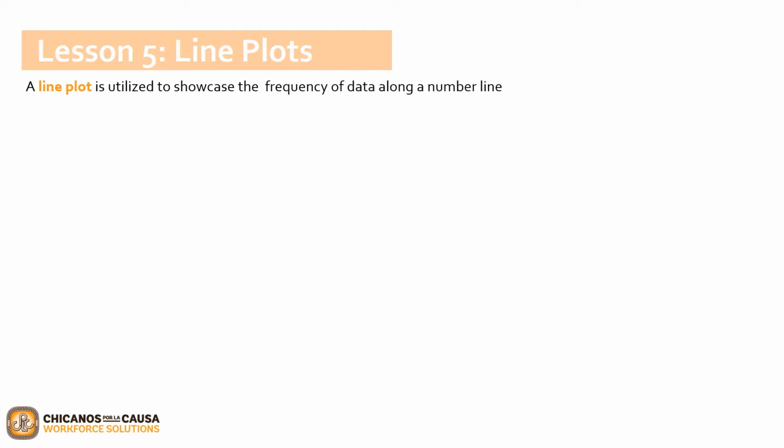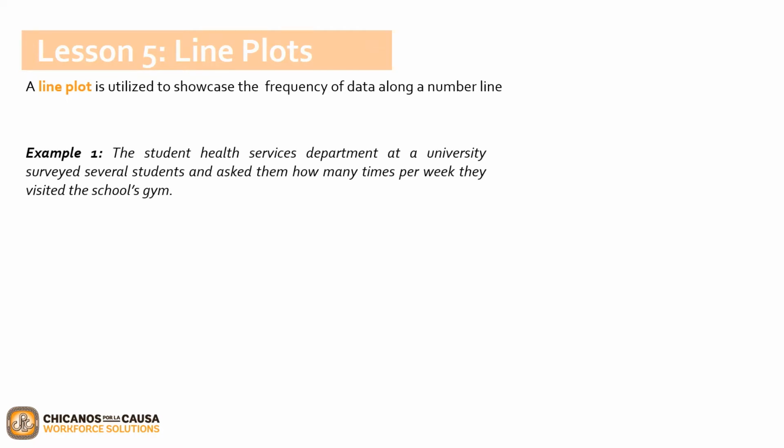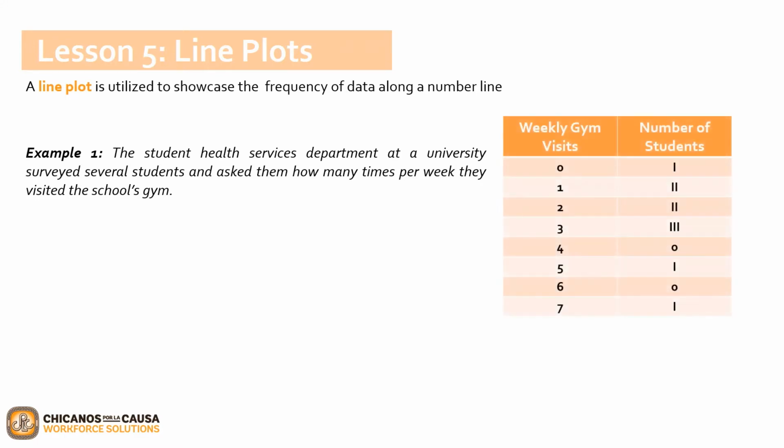So let's look at an example. Example 1. The Student Health Services Department at a university surveyed several students and asked them how many times per week they visited the school's gym. This particular table with 2 different columns of information represents weekly gym visits and the number of students that actually visit the gym. If we were to take the information from this table and put it into a line plot, it would look like this.